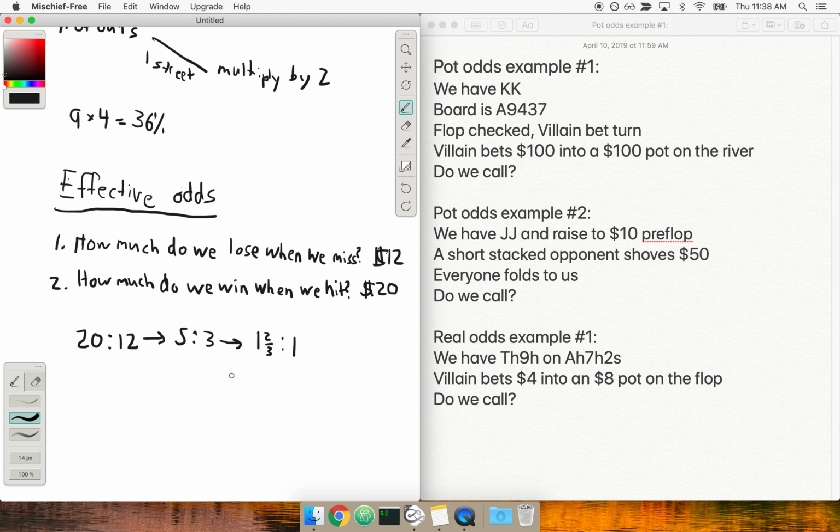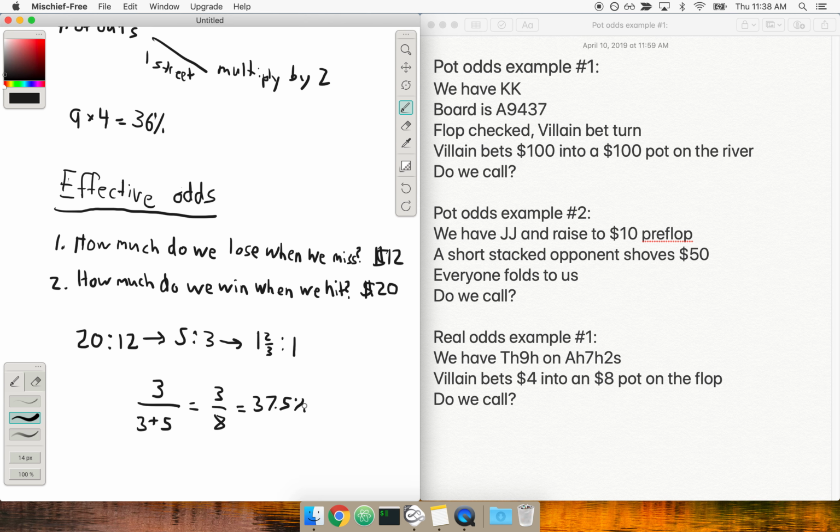And if we want to take this and figure out how much equity we need, I'm going to use the 3 and 5. So we're risking 3 in order to win 5. So we have 3 over 8, and that's going to be 37.5%.